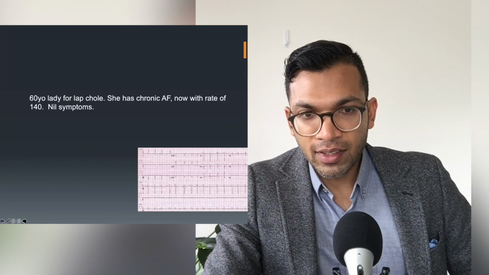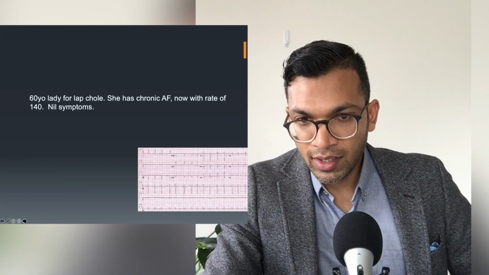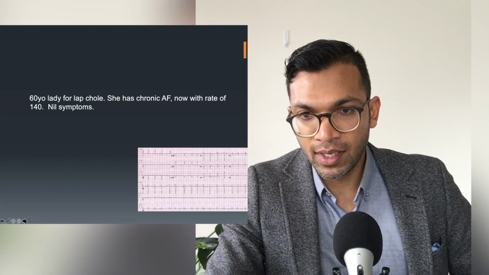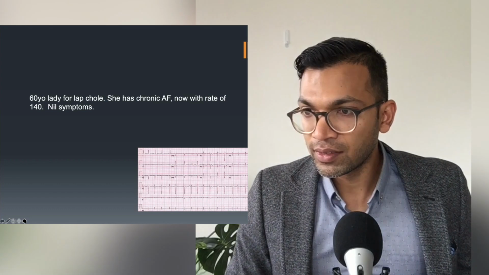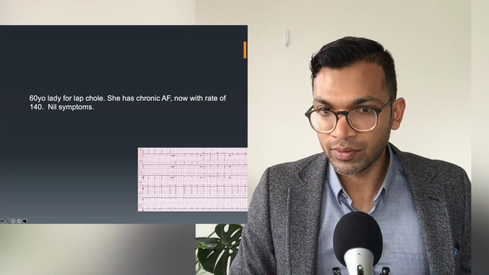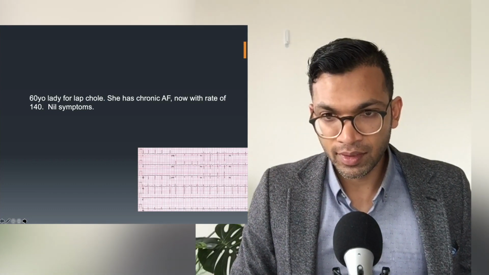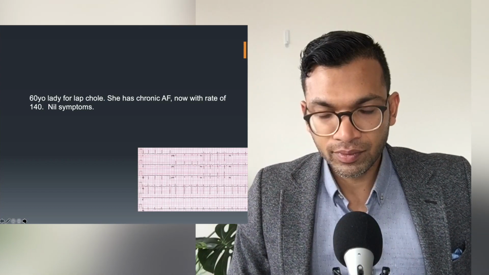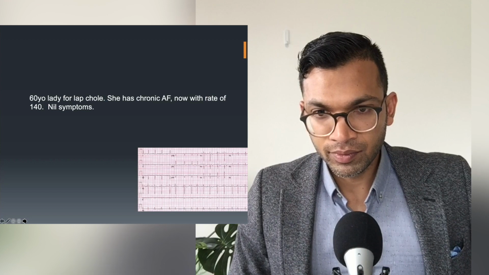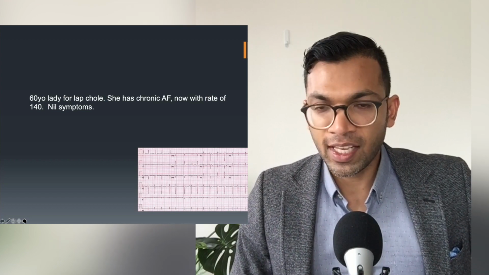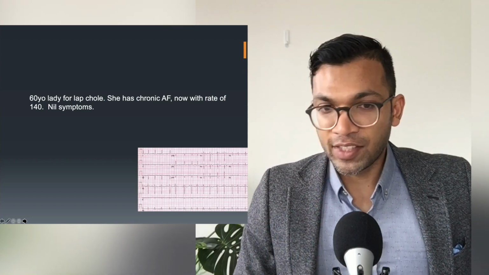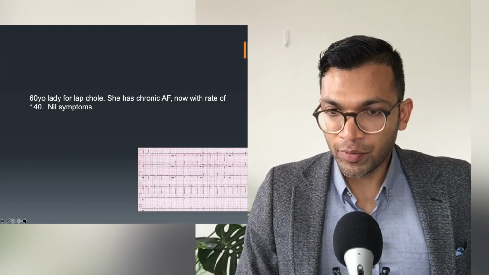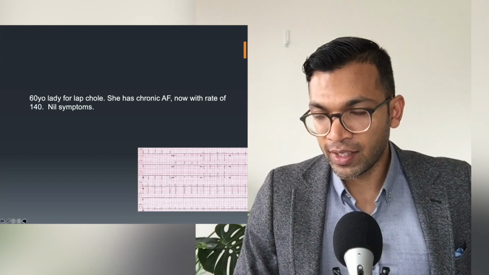So you've got this patient, a 60-year-old lady for lap chole, chronic atrial fibrillation, now with a rate of 140, but no symptoms. Hi. So it doesn't seem to be an emergency surgery. It's an elective surgery. Yes. And given that she has an arrhythmia with rapid AF, you want to refer her. Absolutely, and delay the surgery. Exactly. Quite easy. It's an active cardiac condition, with uncontrolled rate. So I'd postpone, refer to cardiology, and optimize.